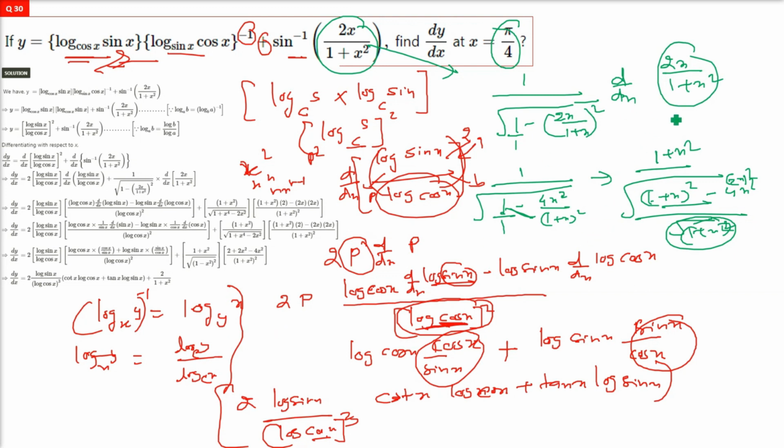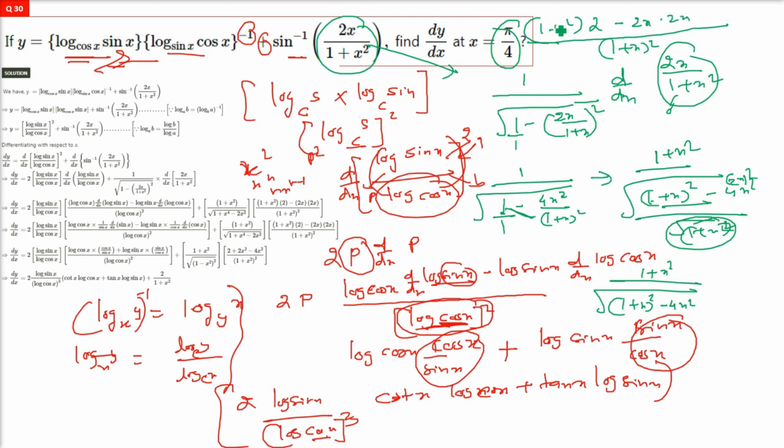So I'll just do this one and then I'll write the answer. So (1 + x²) divided by √((1 + x²)² − 4x²). This is clear. Now the differentiation of this is going to be (1 + x²)² in the denominator, (1 + x²) times the differentiation of 2x, which will be 2 only, minus 2x will come in front, and the differentiation of 1 + x² will be 2x.